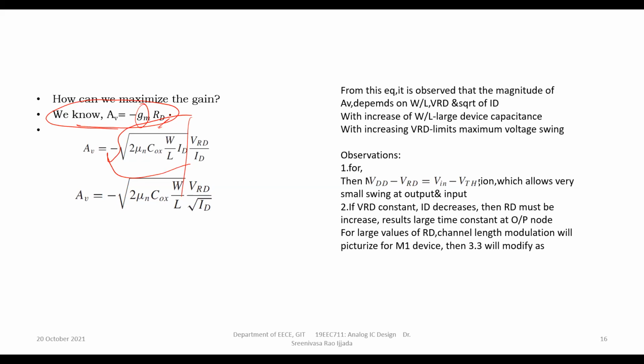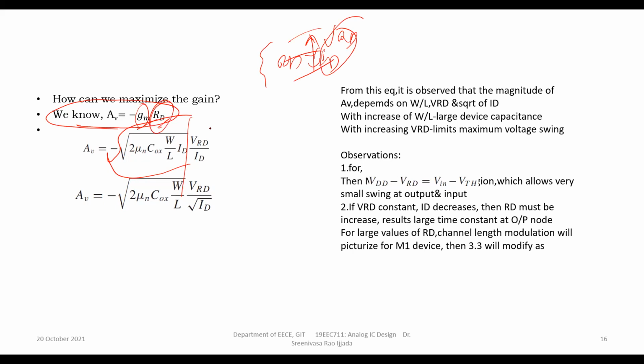I can write this RD value as the voltage across the resistor divided by the current through the resistor. Am I correct? So suppose the voltage here is VRD, and the current passing is ID. Then the ratio of these two is nothing but this. So in place of gm, I wrote square root of 2 mu n Cox W by L into ID.